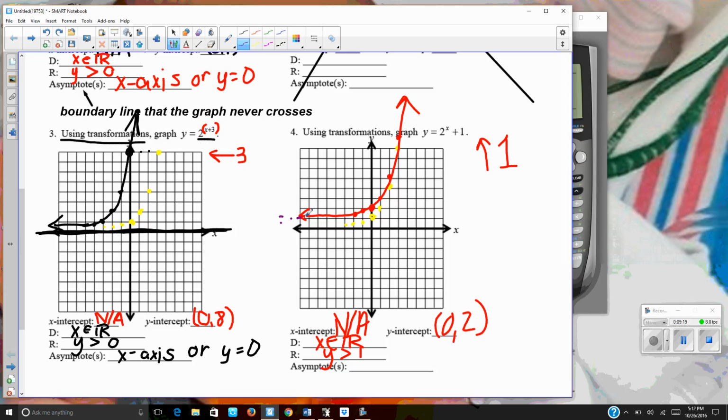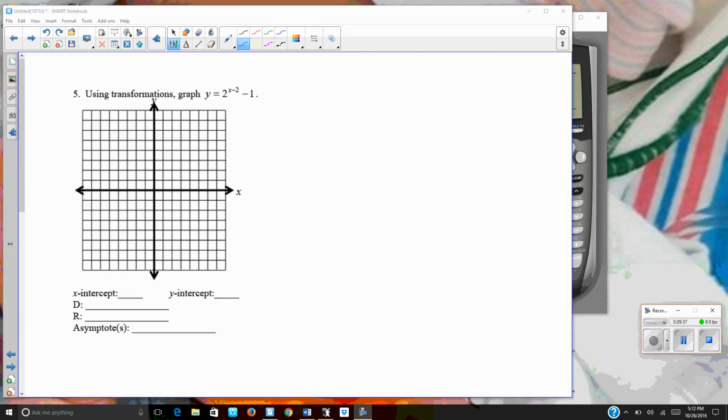But our asymptote in this problem is right here. And it's the line y equals 1. Go ahead and try number 5. See if you can figure out where the parent function would shift. And so go ahead and pause the video, try it on your own, and then you can play to see if you got it correct.